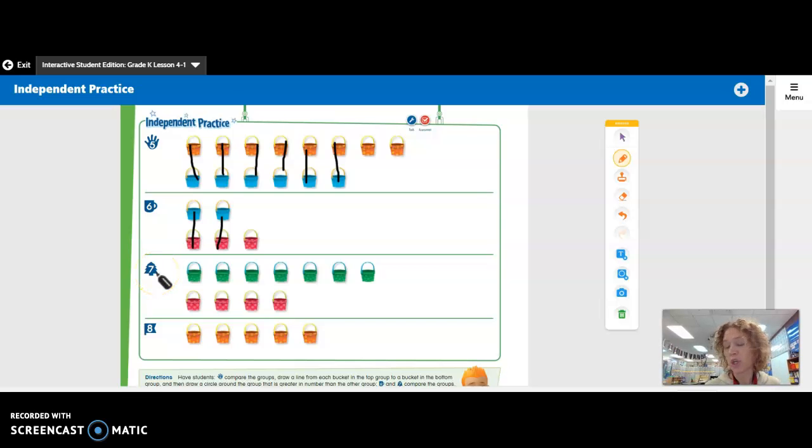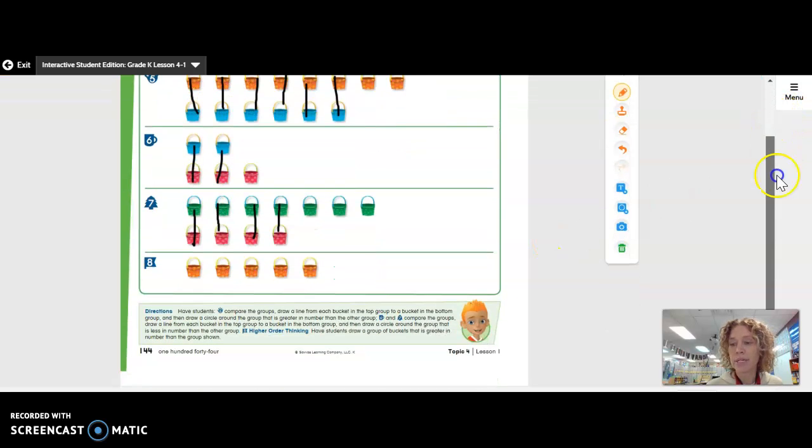All right, now we're going to number 7. Number 7, we're going to look for a lesser amount, okay? So less than, a less than group. Again, we match them up. Green to pink, green to pink, green to pink, green to pink. Which one does not have leftovers? That's the one you circle. Yeah, the pink.